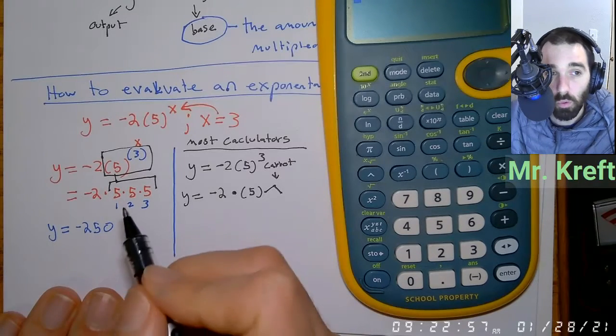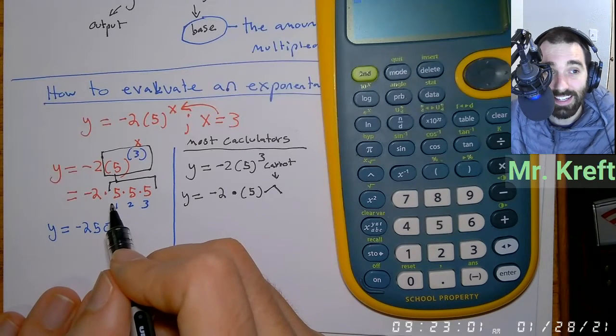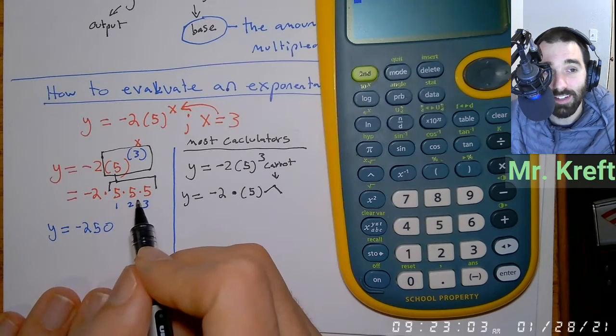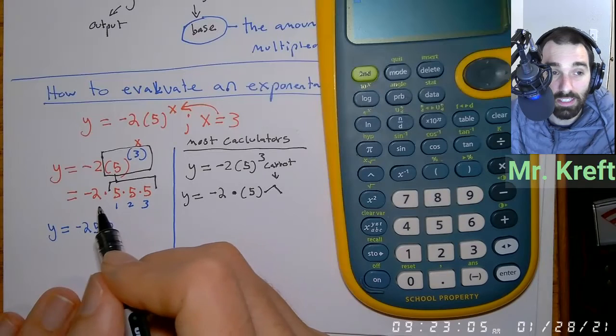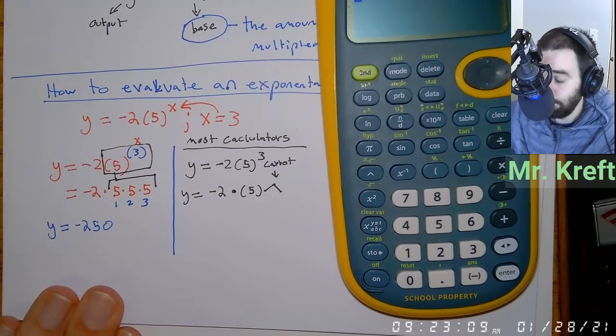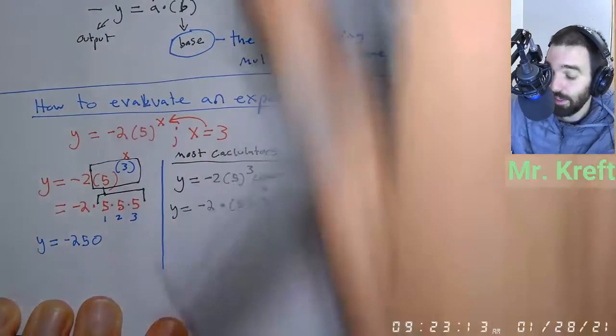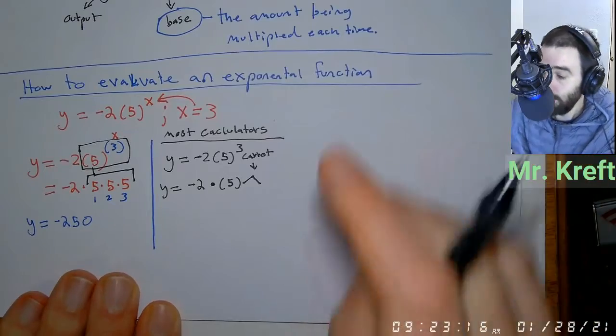Now, since it's all multiplication, order doesn't matter. So if you do -2 times 5, you get -10, then -10 times 5 is -50, and then -50 times 5 is -250. We'll do more examples on that in a bit, and hopefully that helps you out.